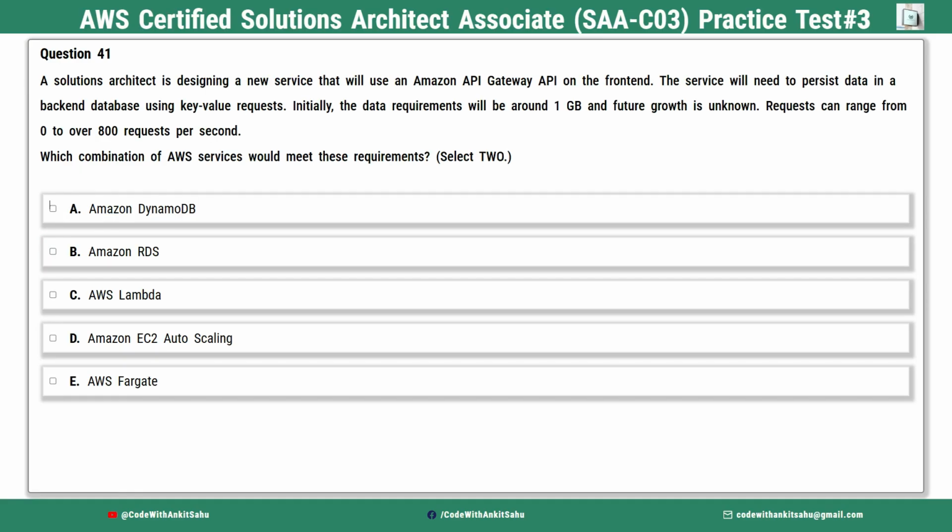Question 41. A solutions architect is designing a new service that will use an Amazon API Gateway API on the front end. The service will need to persist data in a backend database using key-value requests. Initially, the data requirements will be around 1 GB and future growth is unknown. Requests can range from 0 to over 800 requests per second. Which combination of AWS services would meet these requirements? Select 2. Option A. Amazon DynamoDB. Option B. Amazon RDS. Option C. AWS Lambda. Option D. Amazon EC2 Auto Scaling. Option E. AWS Fargate.